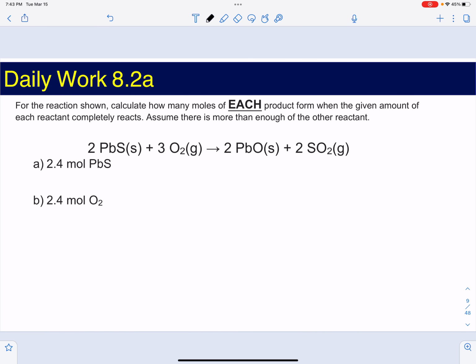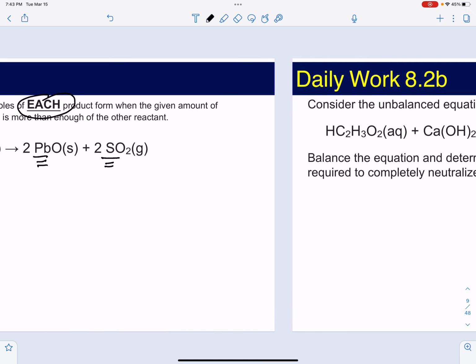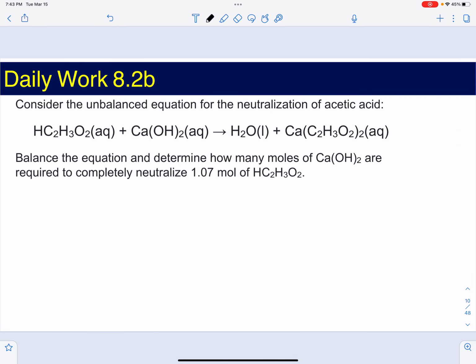And here's your daily work. You're going to be doing the same for A, but you're going to find how much of this and how much of that for each of the products. And then you're also going to do it with oxygen, and you're going to do it for both products also. So you should have 4 answers on this problem. And after you do that, then you do these problems, which are more typical problems in chemistry. Now that you understand how it's done, you're going to start seeing this type of problem, which is more or less what you want to see in any modern textbook.